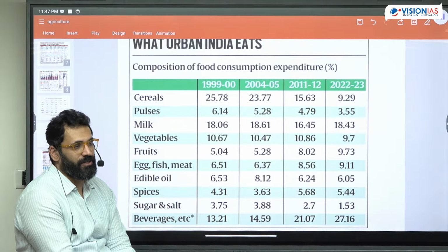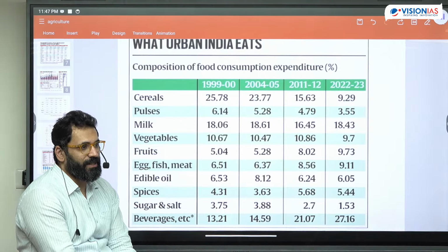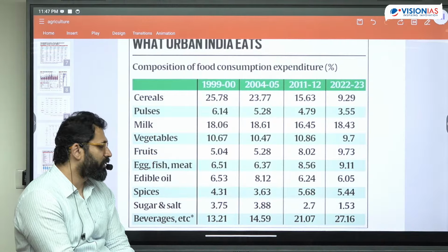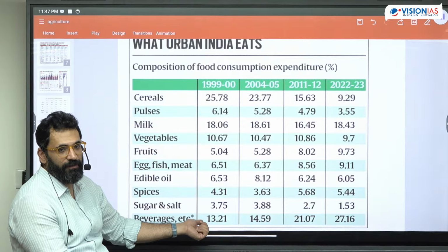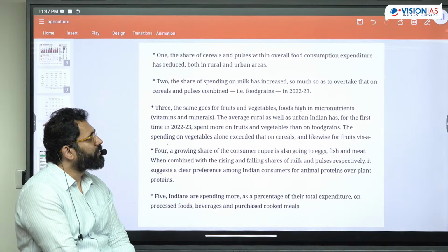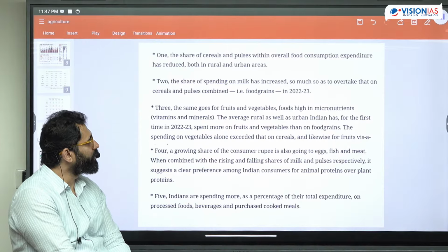3 major changes. One is the change in cereals, which is reduced. The second is improvement in the poultry sources. And the third is reduction or increase in beverages, processed food. These are the 5 observations which is given. Share of cereals and pulses has reduced.